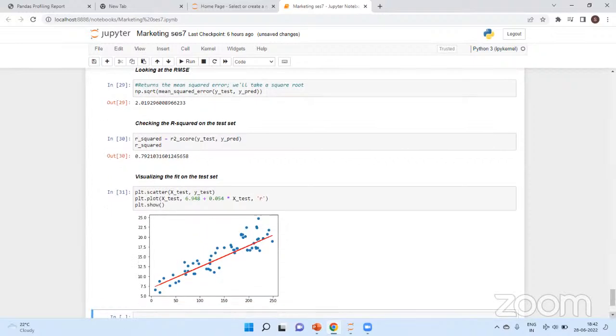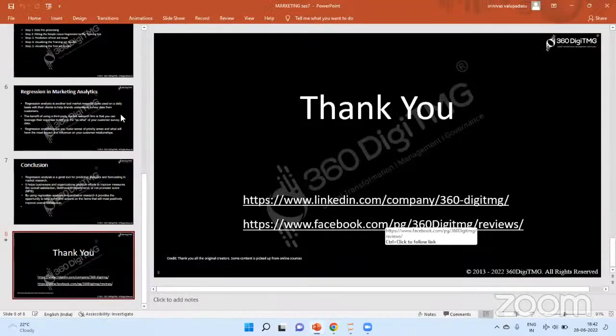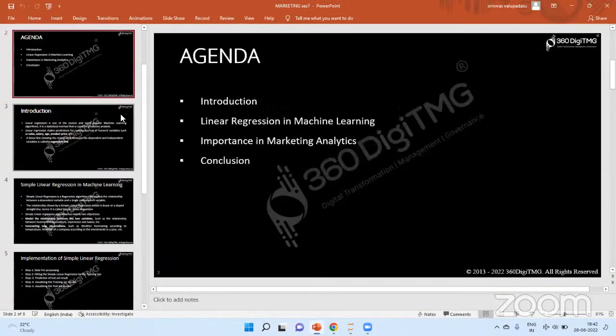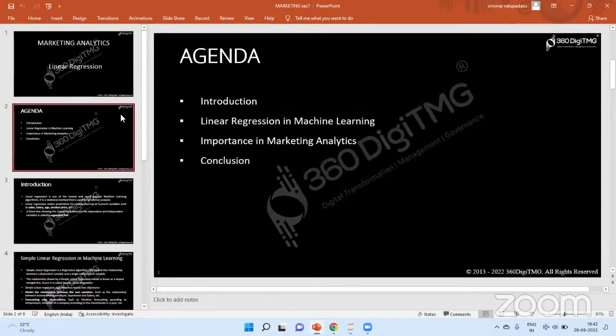Just once again, let me revise the topic we discussed. Today we discussed the introduction part: what is regression, what is linear regression in machine learning, and how it is important in marketing analytics.